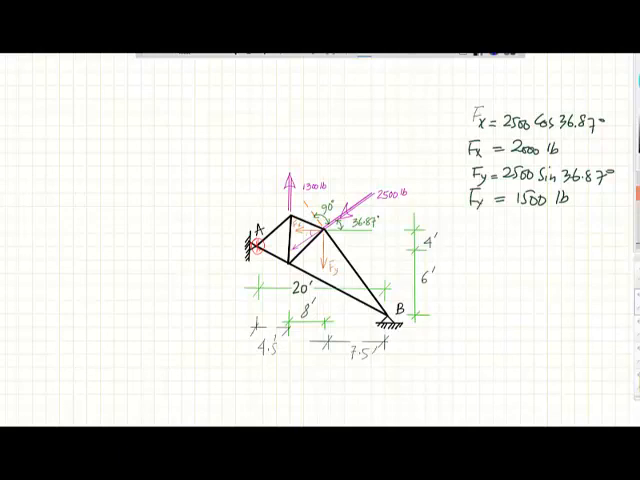Now we need to define the rotation direction for these forces. This force will rotate in this direction, which is positive, and this component will rotate in this direction, which is negative, and this will rotate in this direction, which is positive. These are the three forces that will cause moment about point A. So now if we calculate the sum of all moments, the sum of all moments about A is equal to how much?